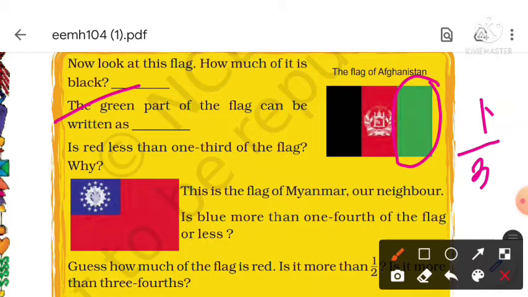Got it? Next, is red less than 1/3 of the flag, and why? Yes, we have already discussed the same thing in the Indian flag, as in the middle of the Indian flag the Ashok Chakra is there. So we can also say here, as the symbol is in the middle, the red color is less than 1/3 of the flag. Got it?